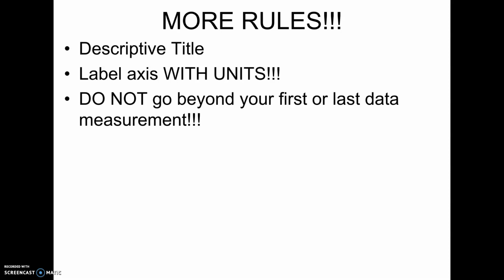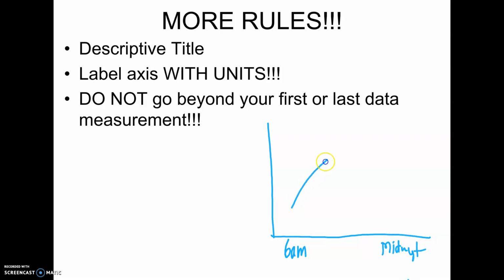Really important. Don't go beyond the first or last measurement. Sometimes you make a graph, and let's just say your first data point was at 6 a.m., and your last data point was at midnight. And you have all these data points in between. And you can see that the data does this. Here's 6 a.m., here's midnight. What people sometimes want to do is show how smart they are and how they can clearly see that there's a trend here, that this is going to go down and this is going to go down. But if you make your line like this, you will not get the point for graphing your data correctly.